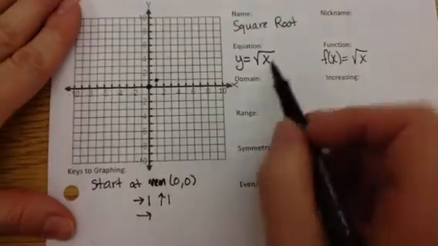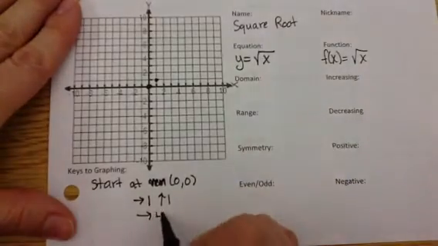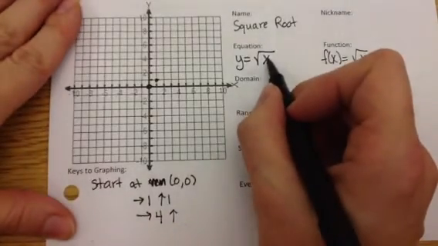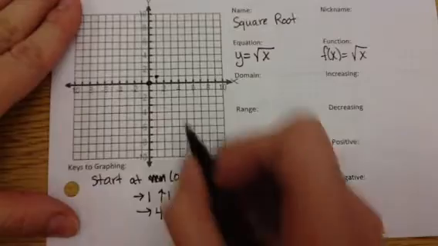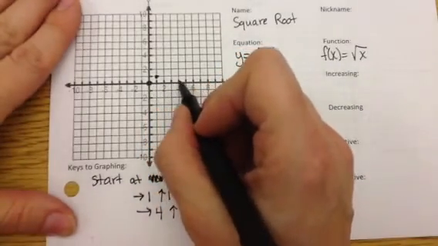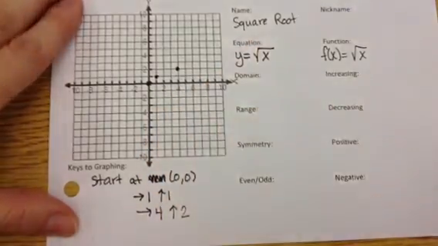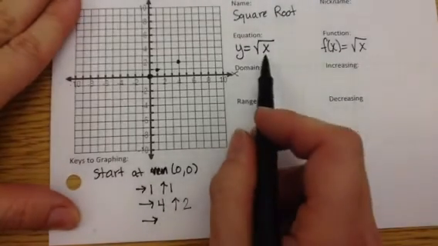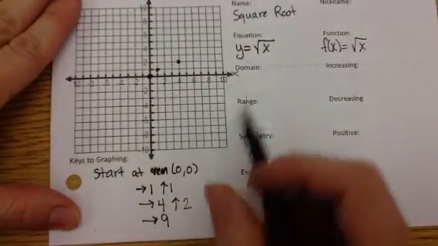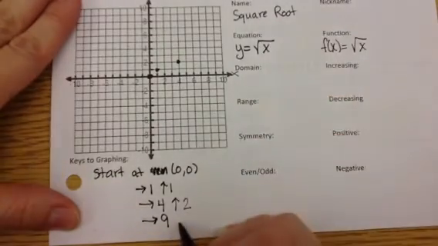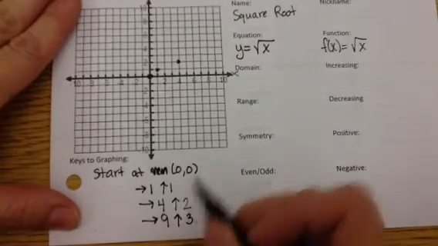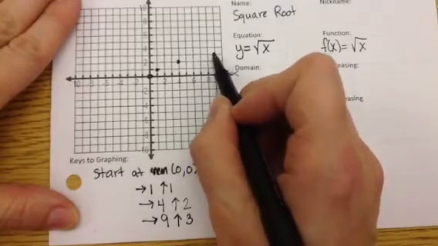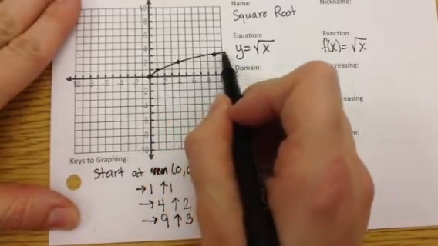So that would be my next point. Now the next value that I'd want to take the square root of would be 4, because 4 is a perfect square. And if I take the square root of 4, I'm going to get out a 2. So I would go from the vertex over 4, up 2. Then the next value I'd want to put in would be the perfect square of 9. So if I take the square root of 9, that's going to give me a y value of positive 3. So I will go back to the vertex and go over 9 units, up 3 units. And this is the shape of that graph.